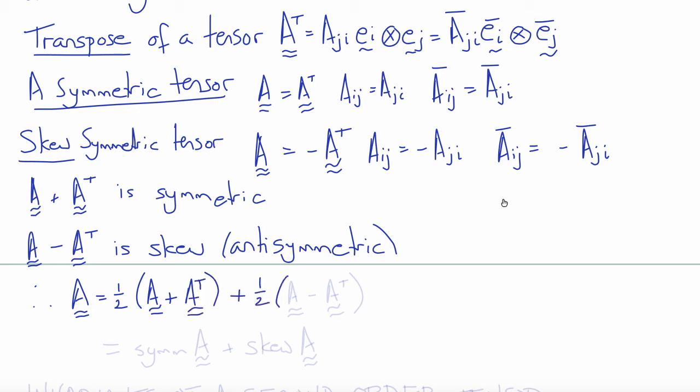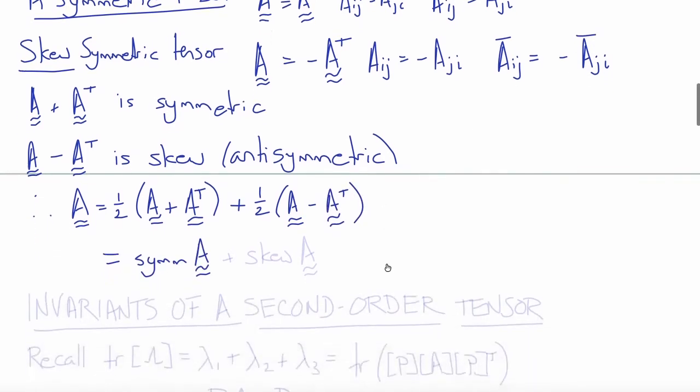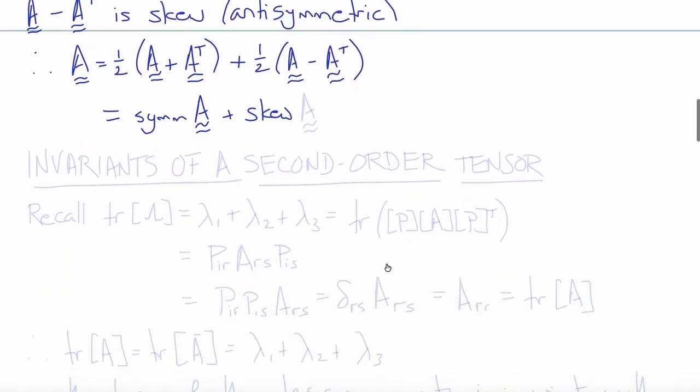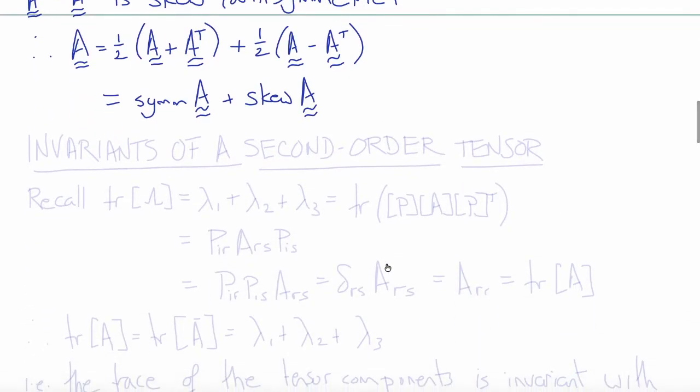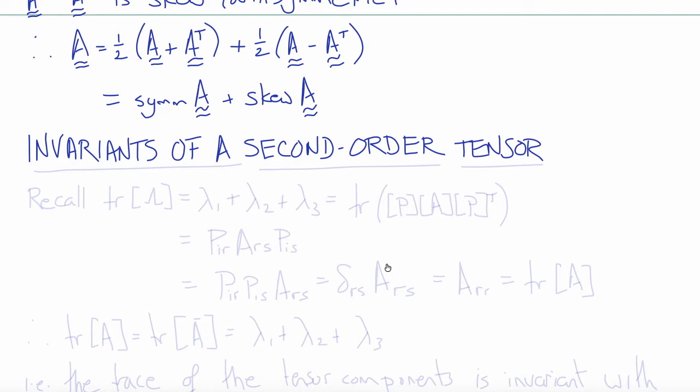And it's simple to see that it's always possible to decompose any second order tensor into a symmetric part called sym A, which is 1/2 of A plus A transpose, and a skew part called skew A, which is 1/2 of A minus A transpose. And this is the so-called symmetry decomposition, and is useful in continuum mechanics, particularly when we look at fluids.